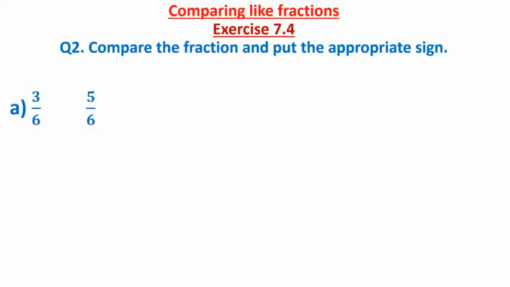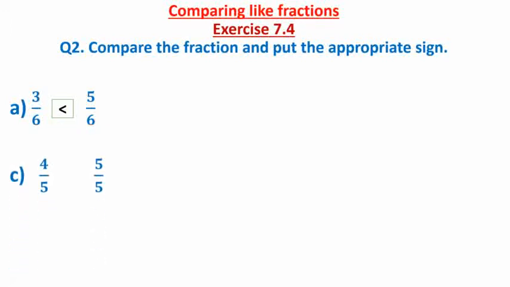So the first question is 3 by 6 and 5 by 6. You can see the denominators are the same. So in this case, children, we need to simply compare the numerators, and you can see here it is 3 and here it is 5. So 5 is greater than 3. Therefore, 5 by 6 is a greater fraction than 3 by 6. So we compare the like fractions like this.